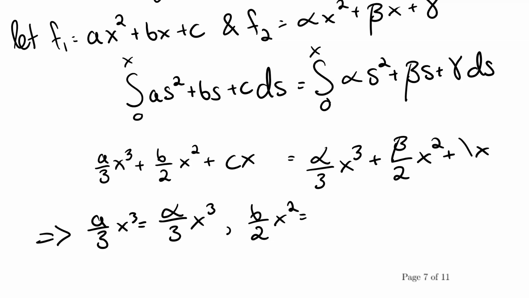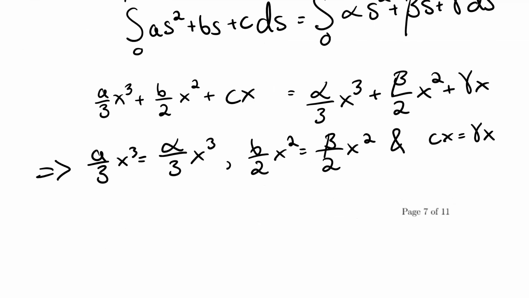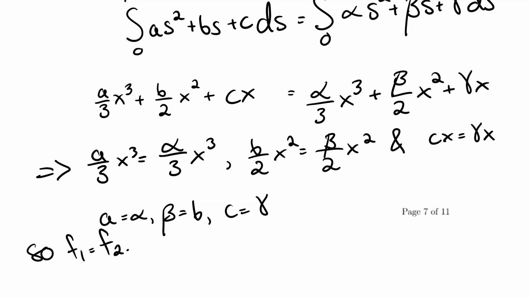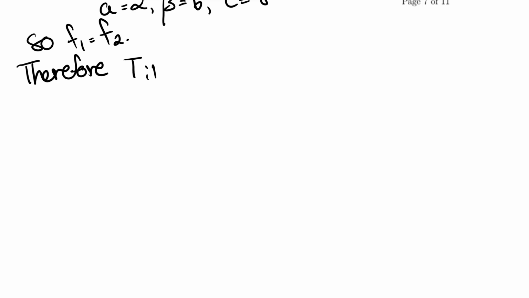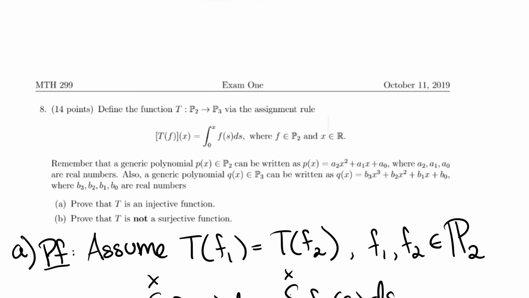B over 2 x squared would have to equal beta over 2 x squared, and c x has to equal gamma x. My brain malfunctioned a little bit there. So what does that all mean, though? That means that a has to equal alpha, b has to equal beta, and c has to equal gamma. So f1 equals f2. Therefore, T is injective. Woohoo! Awesome.